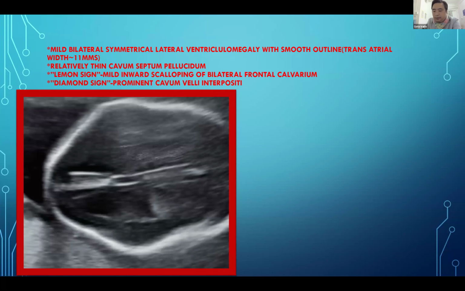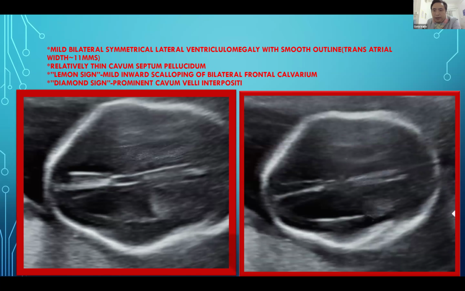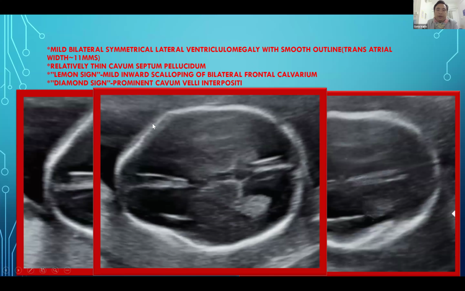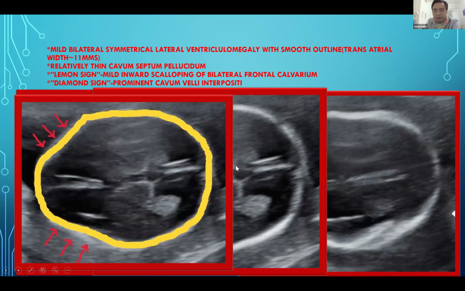On axial sections of fetal cranium, there was mild bilateral lateral ventriculomegaly, symmetrical, with smooth outline, with a transatrial width of around 11 mm. The cavum septum pellucidum appeared thin, and there was inward bowing of the bilateral frontal calvarium, which is known as lemon sign, and also a small cystic space just behind the CSP, which is prominent cavum vergae interpositae, which is known as a diamond sign. There's a lemon for you.